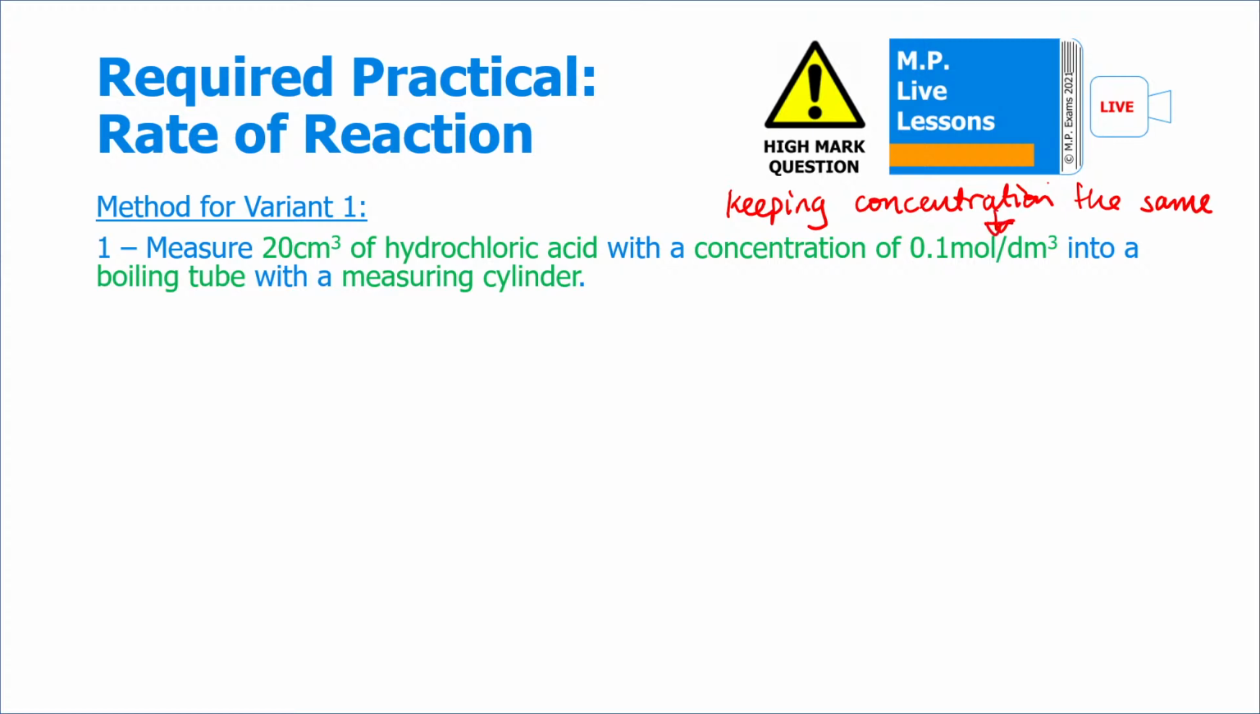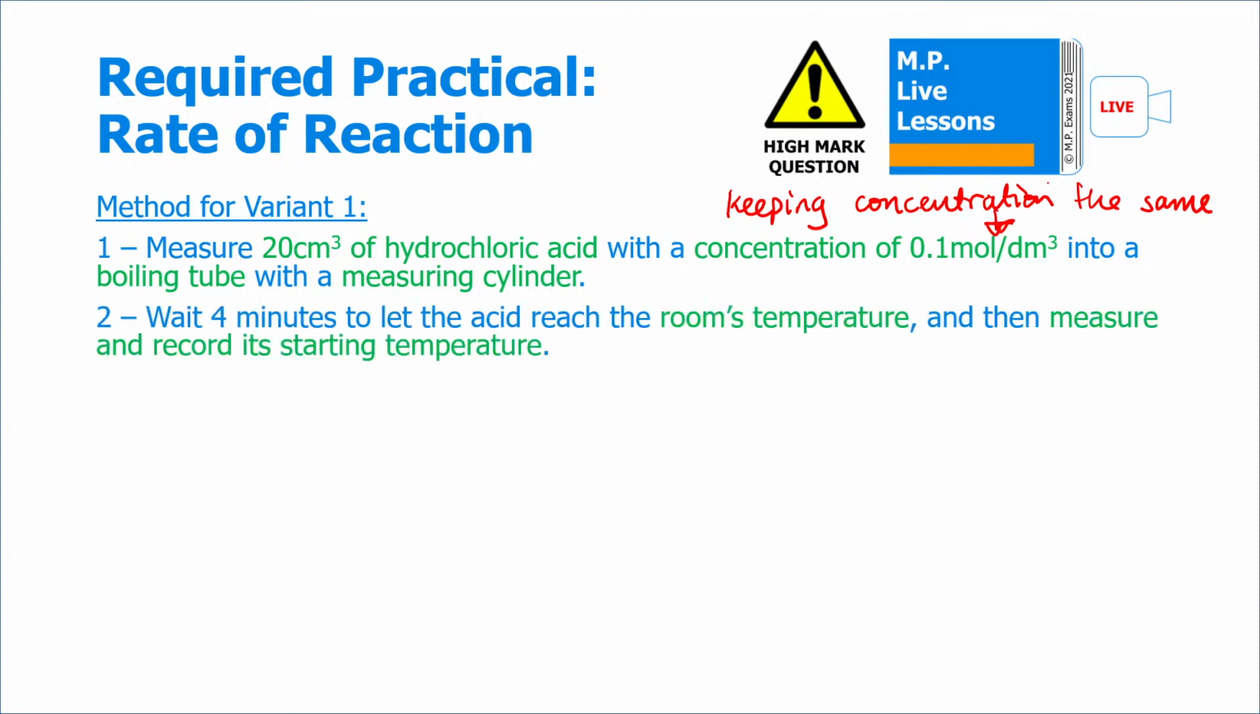We use a set volume as well, with a measuring cylinder, and then we put this into a boiling tube. Now we wait 4 minutes to let the acid reach the room's temperature. So that's usually around 20 degrees. So that means we're keeping the temperature constant.